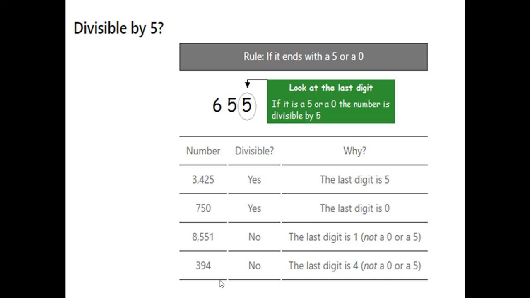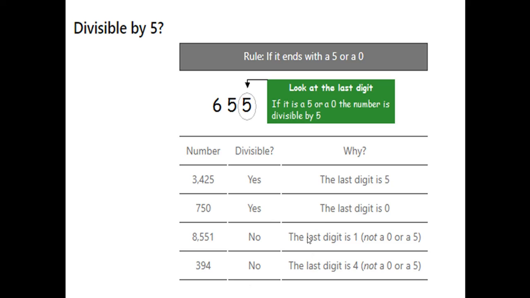Then divisibility by 5. The rule is, the last digit has to be 5 or 0. If it ends with 5 or 0, then the number is divisible by 5. For example, 655. The last digit is 5, so we can conclude that this number is divisible by 5.